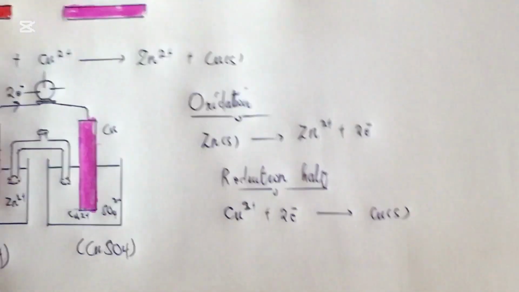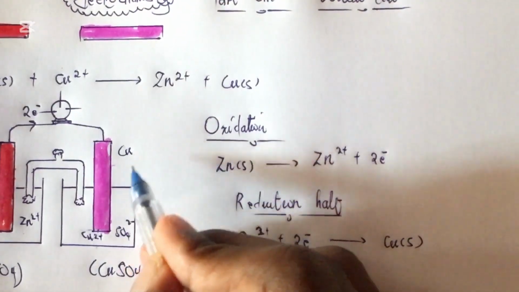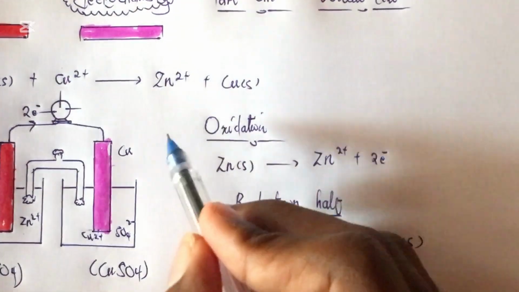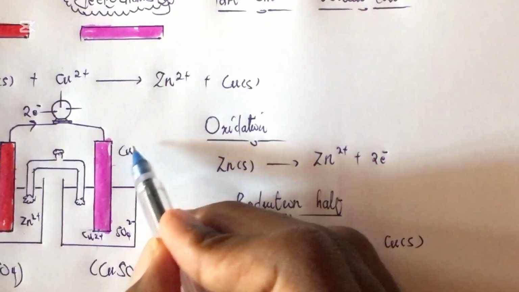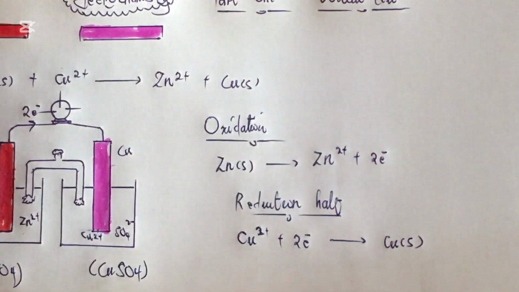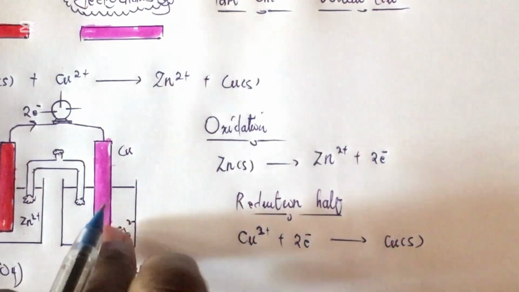At the end of the day, you are going to realize that the mass of the copper solid is increasing in size. Why? Because the copper 2 plus is now gaining electrons to produce more of the copper solid. So this is actually a copper solid, and more mass will be added because there is a reduction reaction where it's accepting electrons to produce the solid.